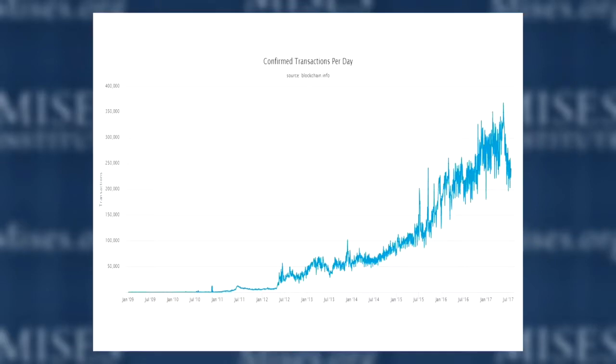But is it just being used for speculation, or is it actually being used as a currency? Is it actually being used to buy stuff? And it is. This is the number of confirmed transactions per day. Obviously a very positive trend. Over time, it's been going down recently. I'm not sure why, maybe because of the price increase. So obviously, it's not just a bubble. It's not just being used for speculation. There are people who are buying it, holding on to it, and using it to transact. That's the data that we have.